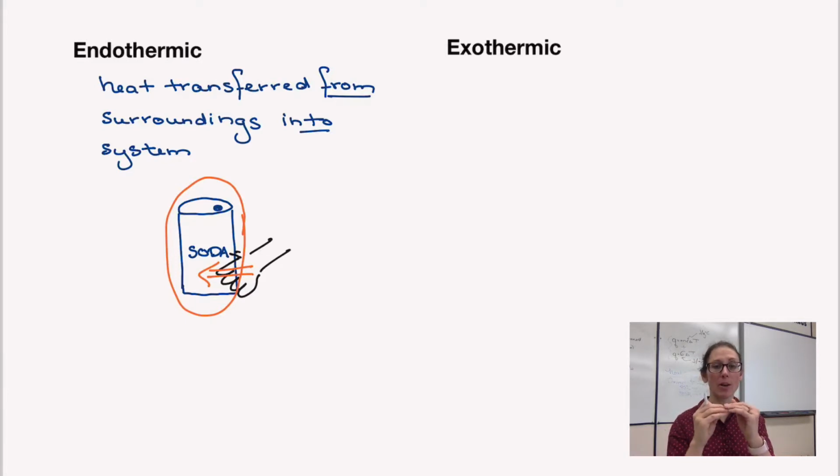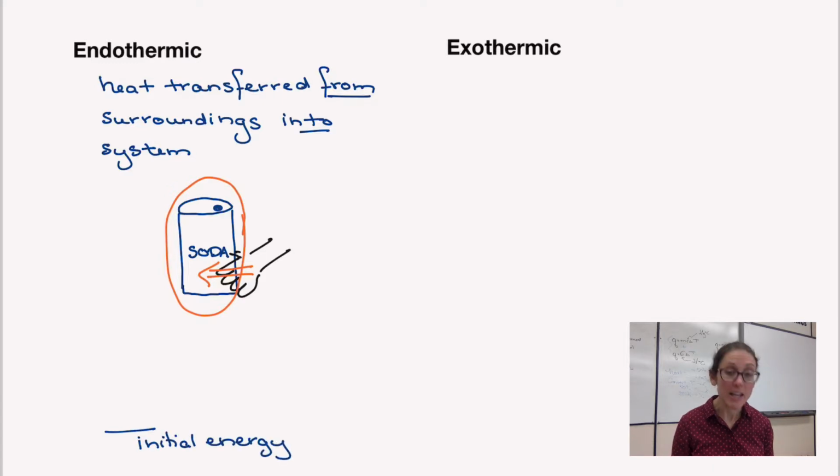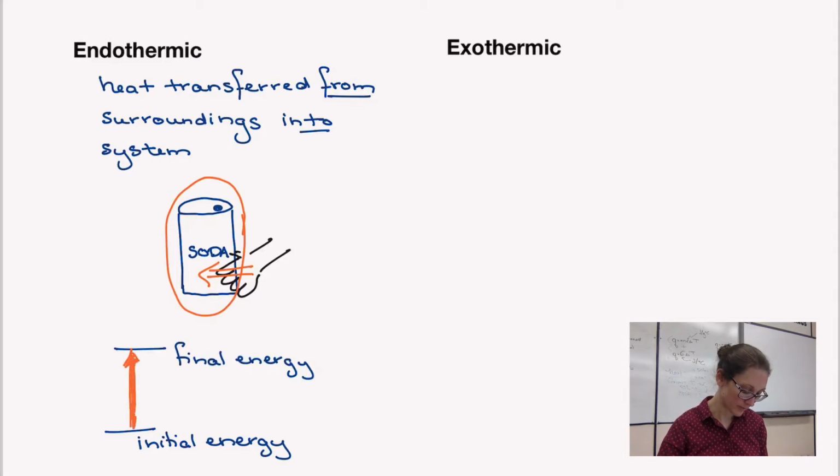If you think about it, when you're done, you have more energy than you started with because you've added extra energy. And we can show that in a little diagram by saying that the initial energy is lower than the final energy. And that endothermic process has added energy because we've added heat, which is just the transfer of energy. So that's endothermic. Energy goes in.